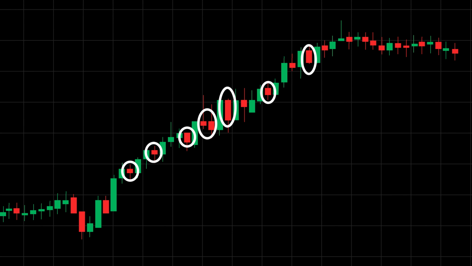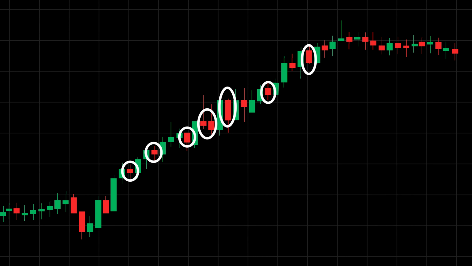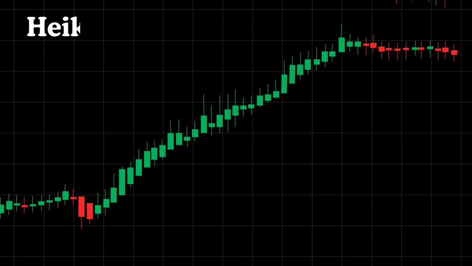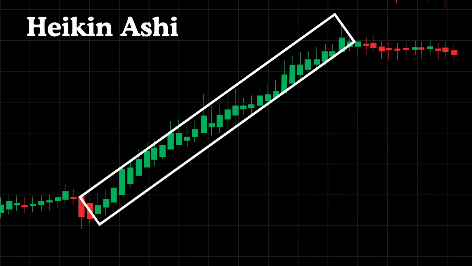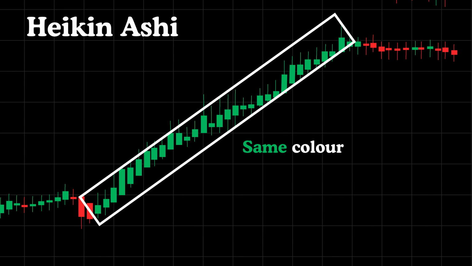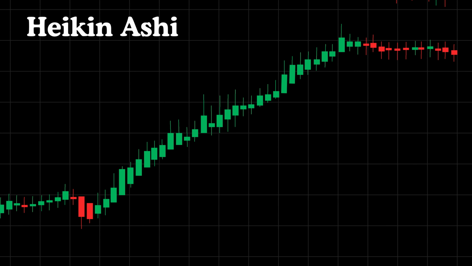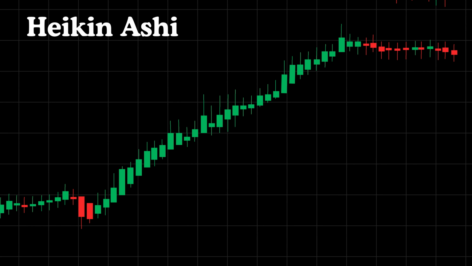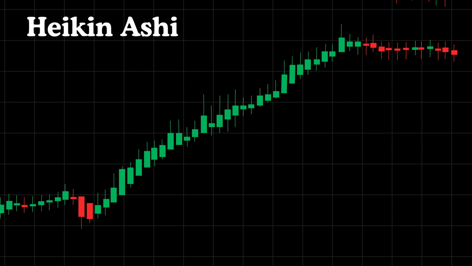So rather than focusing on these distracting candles that could give inaccurate signals, with Heiken Ashi, you'll instead see candles all showing the same color, making it much easier to spot the trend in real time. That's the purpose of Heiken Ashi. It helps filter out market noise and provides a clearer picture of the overall direction.